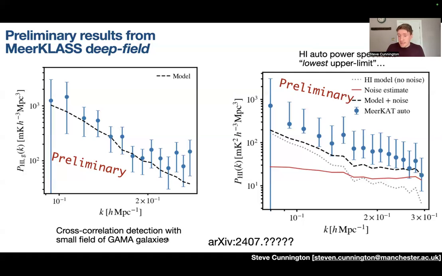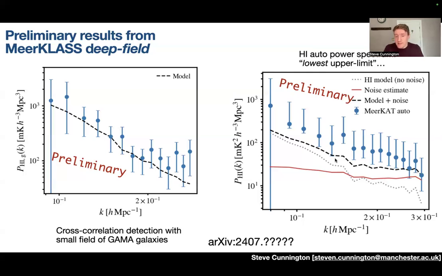We have got a detection of an autocorrelation on smaller scales. That was in fact also using MeerKAT as an interferometer. But with this data, what we really want to try and do is get the first autocorrelation with single dish on cosmological scales. So this is the result we're getting at the minute. It's already what we'd call the lowest upper limits, but we're still about a factor of 2 or 3 away from the black dashed line, which is where we'd expect the power to be.